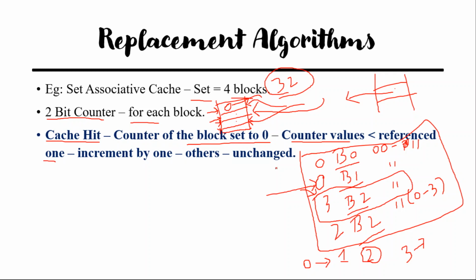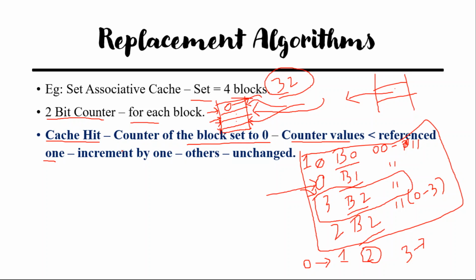Previously this was 1. Is there any other counter which is less than this? This is 0, which is less. So previously this was 1 and this was 0, so this will now become 1 and this will become 1. Other counters will be left unchanged because they are already more than this. This is already 2 and this is 3, so you won't touch those. Are you getting it?